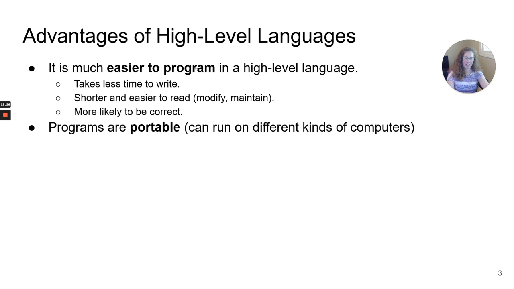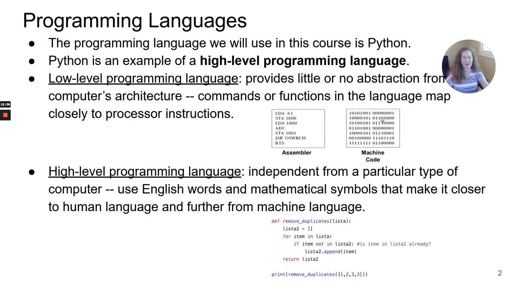A second advantage of high-level languages is that they are portable, which means that they can run on different kinds of computers. Going back to this one, this machine code, these 1s and 0s, is very specific to a specific kind of processor in my machine. If I took these 1s and 0s and gave them to a different processor, they would mean something completely different. So this machine code is very, very tightly tied to the processor. This sequence of 1s and 0s is only understood by one particular processor.